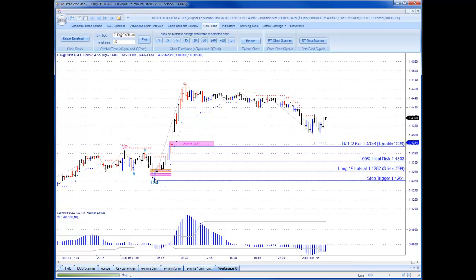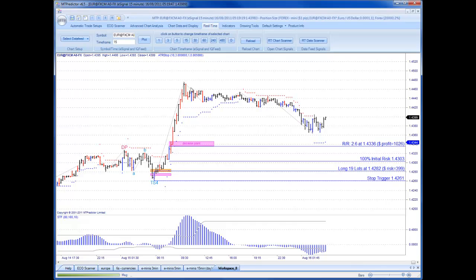The initial target for this trade was at the opposing decision point, which is here. Our position sizing allowed us to come out with 2.6R profit, which is a good trade. However, as we can see, the euro did indeed rally a bit further.